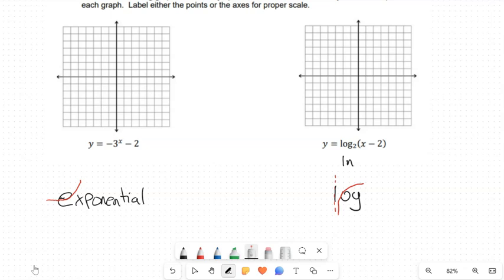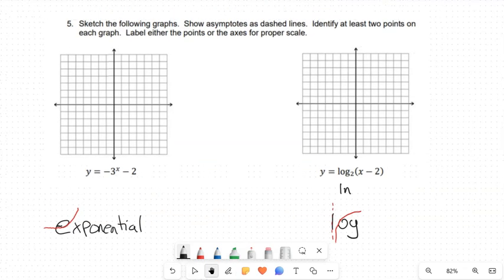What's important about the exponential is one side's going horizontal. Sometimes it's right, sometimes it's the left. And the other side's going up and off to infinity. And the log, one side's going vertical, while the other side is going to a horizontal infinity, right or left.